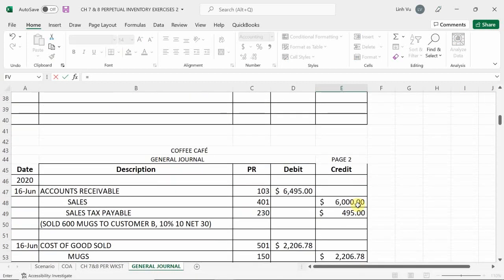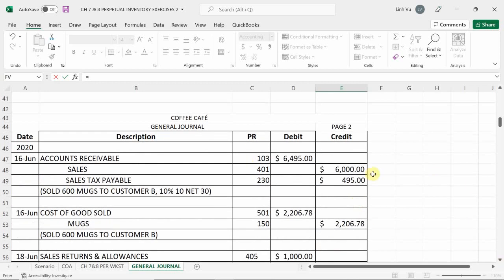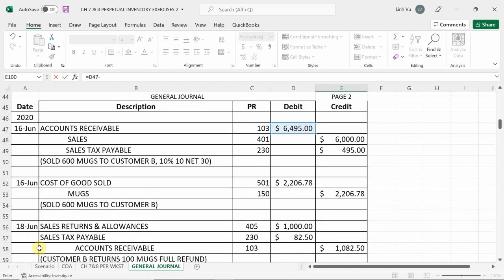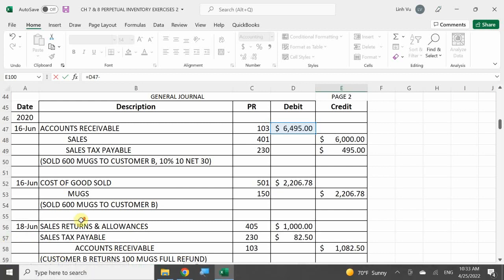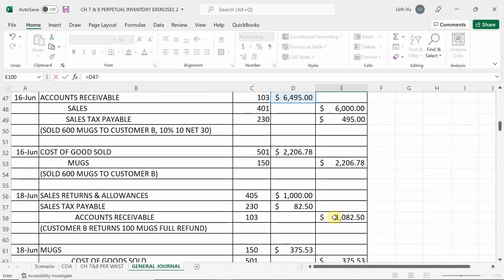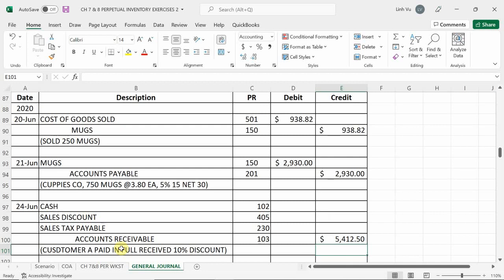Okay. So we sold to customer B right here. So accounts receivable, where we originally sold 600 units for a total of $6,495, right? But he ended up returning 100 mugs back to us, right? So we ended up giving a refund for a total of $1,082. So we already subtract everything out. So in this case, he still now owes me $5,412.50.